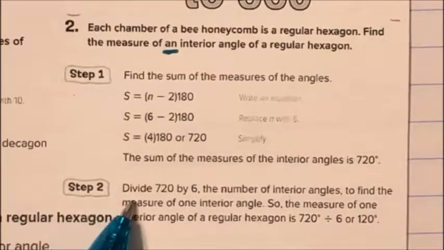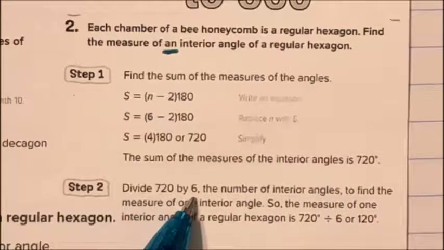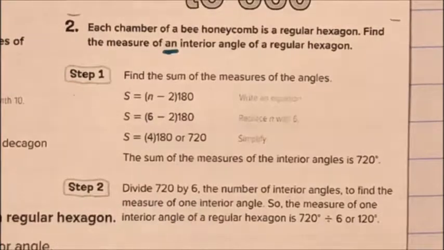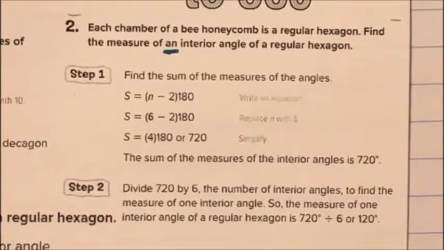Step 2, I divide 720 by 6 because 6 is how many angles are inside a hexagon. And we know it's a regular hexagon, which means that all the angles in the hexagon are the same. So we divide by the number of interior angles to find the measure of one interior angle. So the measure of one interior angle of a regular hexagon is 720 divided by 6, or 120 degrees.